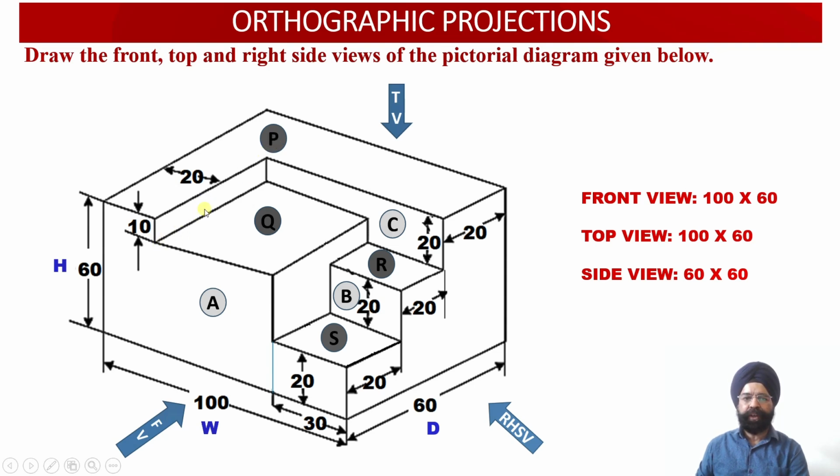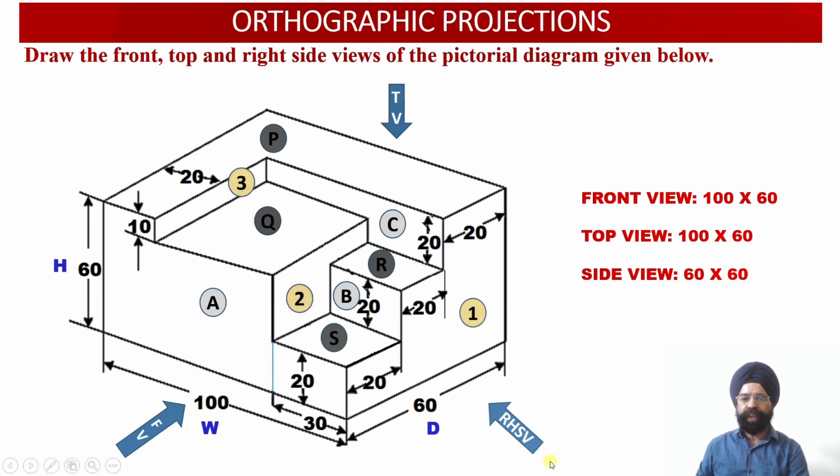The same logic applies for the surface Q. This is the surface Q, it is also parallel to HP. So the true shape of the surface Q will be viewed in the top view. Similarly, surfaces R and S are going to be rectangular faces, and since the surfaces R and S are both parallel to the horizontal plane, the true shapes of the surfaces R and S will be obtained onto the horizontal plane.